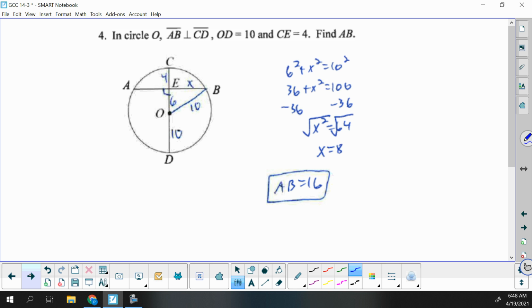You could have drawn it to OA and worked with the triangle over there. If CE is 4, well, that means that OE would have to be 6, because together they'd have to equal 10 for the radius. Do your Pythagorean theorem to find what BE is, and then AB should just be double that, because AE and EB are the same length.